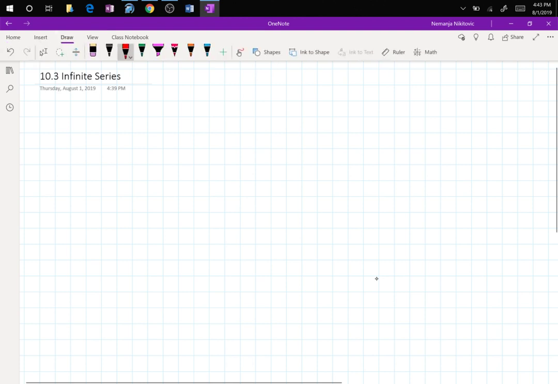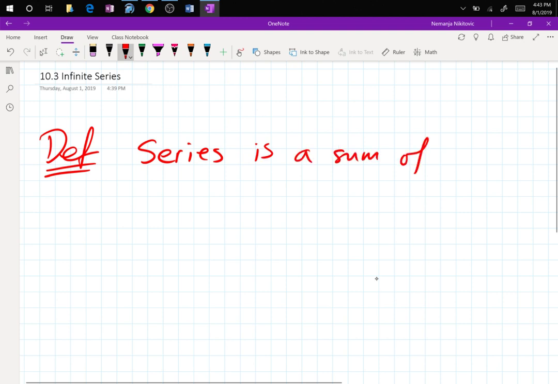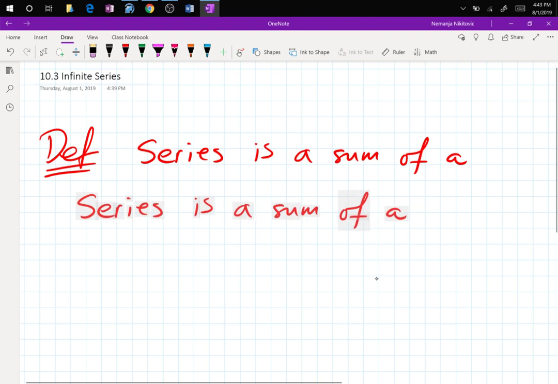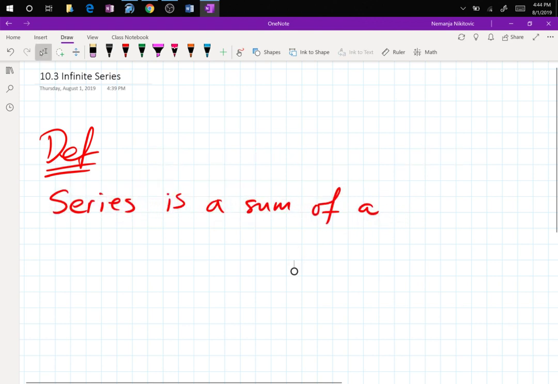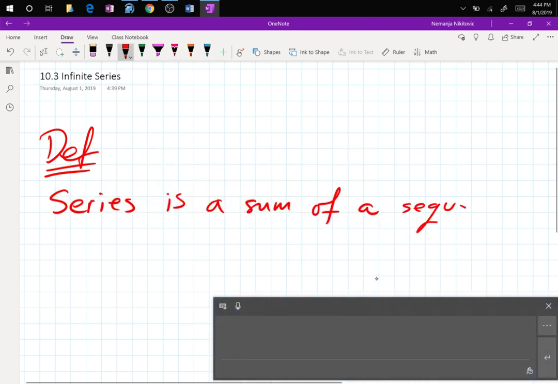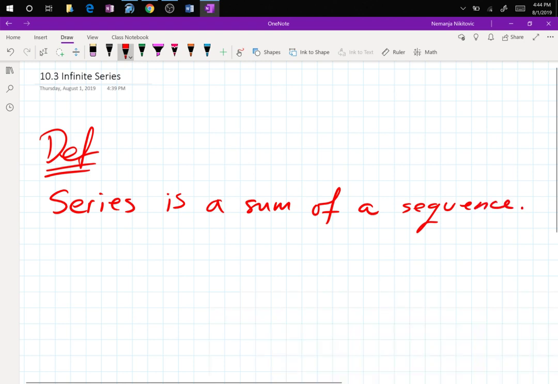We start with the definition, which is important. A series is a sum of a sequence. So a series is the sum of a sequence. A series is the sum of a sequence.